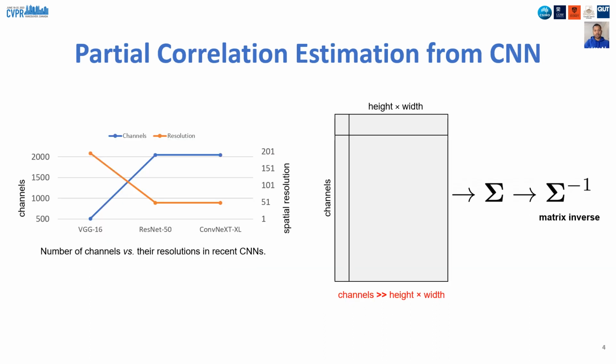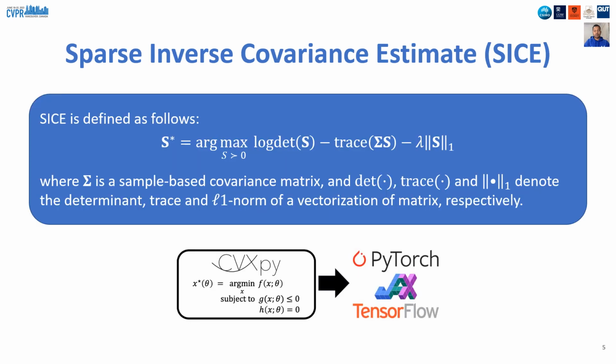We propose partial correlation to remove the confounding effect. Partial correlation can be estimated by computing the inverse of covariance matrix. However, given the low spatial resolution and higher number of feature channels in recent CNNs, it is difficult to reliably estimate the inverse of covariance matrix. To improve this condition, we propose sparse inverse covariance matrix, or SICE in short.